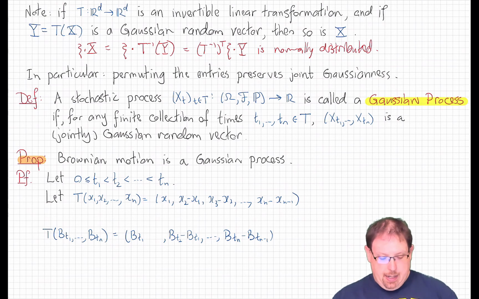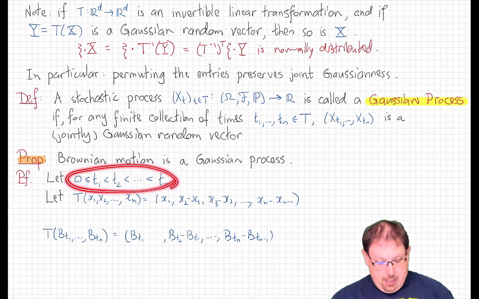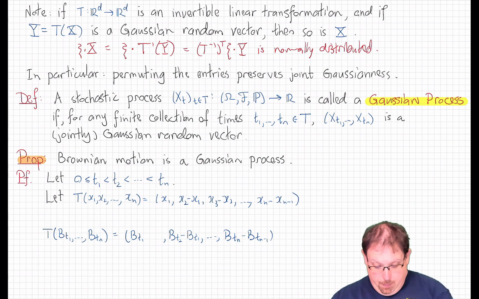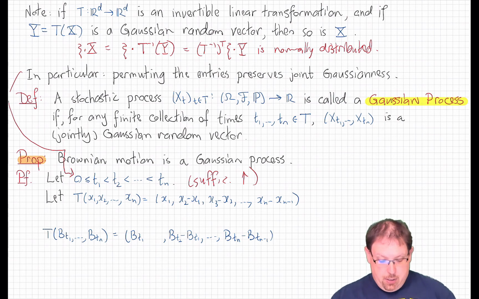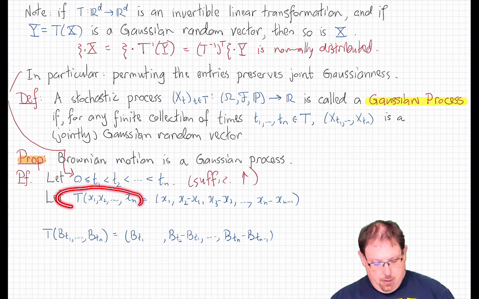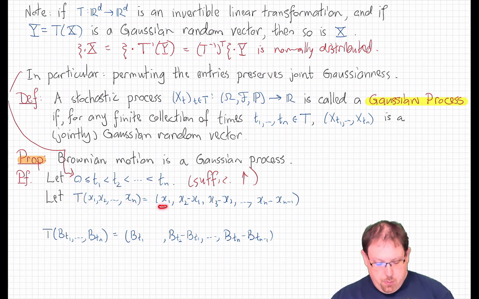Brownian motion is a Gaussian process by this definition. Why? Well, fix any increasing sequence of times. Again, by this comment up here, it's sufficient to have them increasing. Now I'm going to apply a certain linear transformation to the process. Let's take this linear transformation of n variables. It's the increment linear transformation. x1, x2, etc. goes to x1, x2 minus x1, x3 minus x2, down to xn minus x_{n-1}. This is, of course, linear, and it's also invertible.